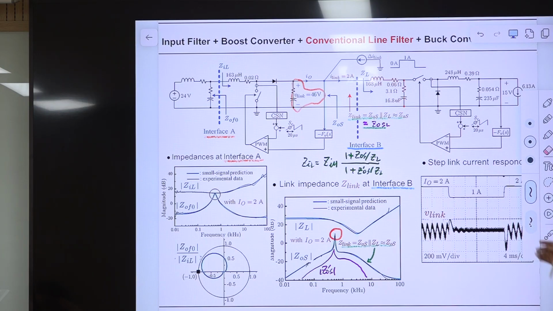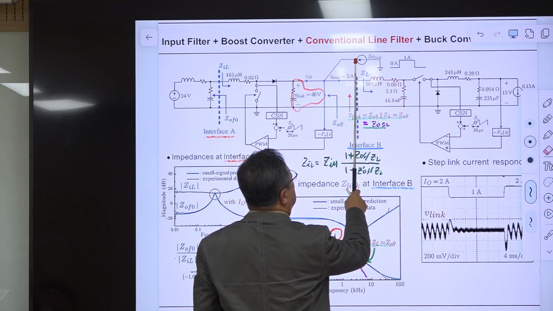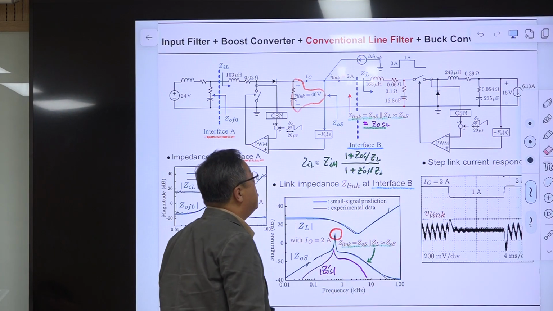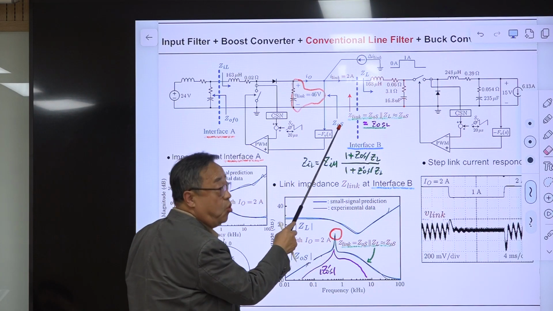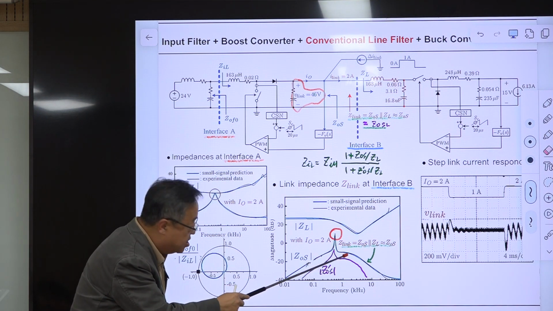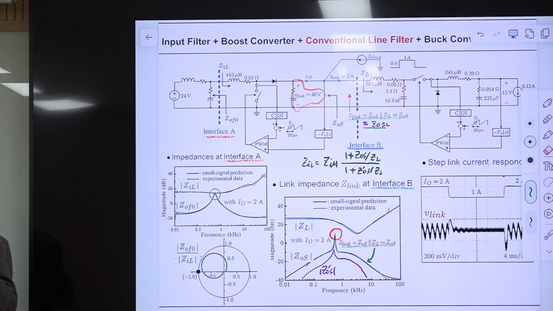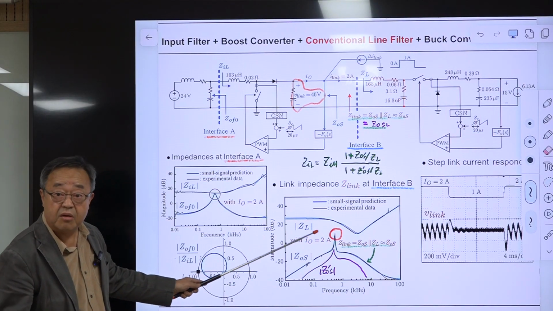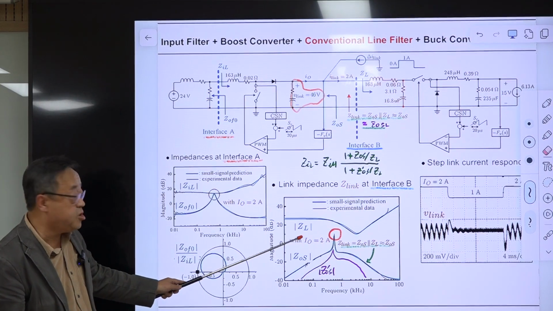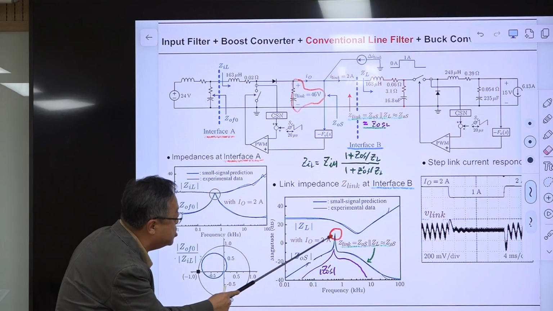Okay. Problem with this design is this one. So we are comparing this impedance here at interface B. We are comparing GL and GOS. So GOS has this sharp peak. This is because of this one. So the system is at the brink of instability, and the sign of that appears here. There's a large peak. Okay, so this is the bad sign. This indicates the system is unstable.